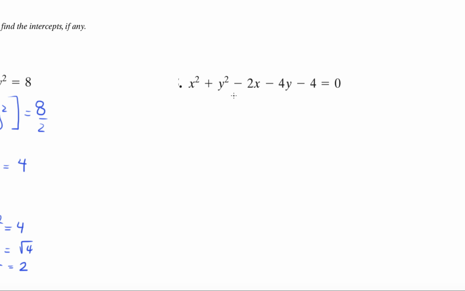Notice that now, if there's a 2x and a 4y, that means this is in general form. In order to make it standard form, we have to complete the square. Everything you've learned from the previous chapter, we have to apply now. So we need to complete the square. Now, what is the formula to complete the square?